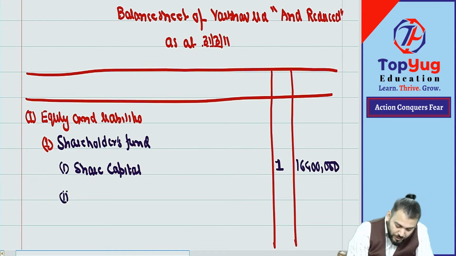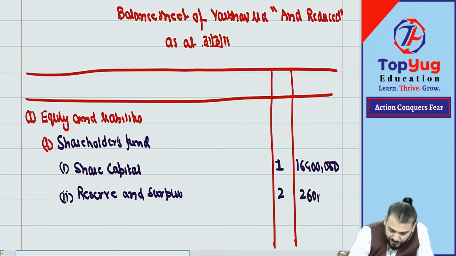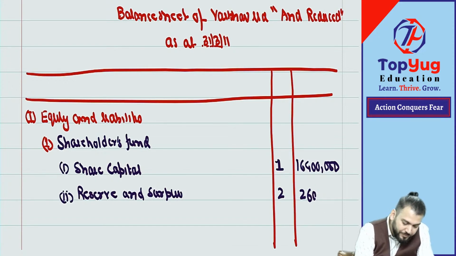Then point number 2 is what? I have already said only one reserve will come. Which reserve? So how much capital reserve? Note number 2, 26 lakh, no? 26 lakh. Yes sir.